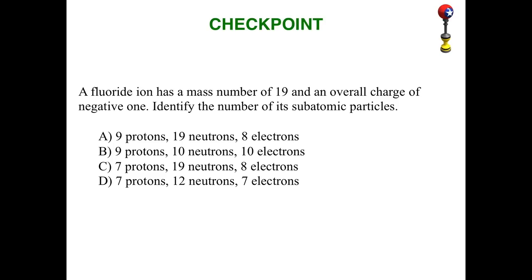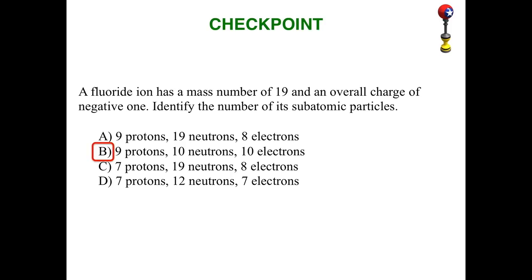What else do we know? If fluorine is going to be an ion, it must gain 1 electron, and it starts out with 9 electrons. Once it gains an electron, you have 10 electrons. Right, so the answer is B. But just double check to see if the neutron count is also correct. It has a mass number of 19, so 19 minus 9 is 10, so that's also good. So again, the answer is B.